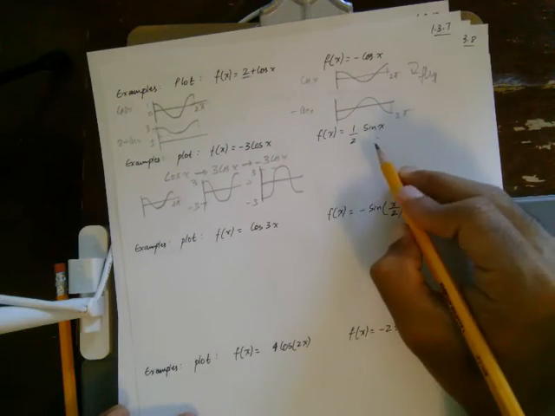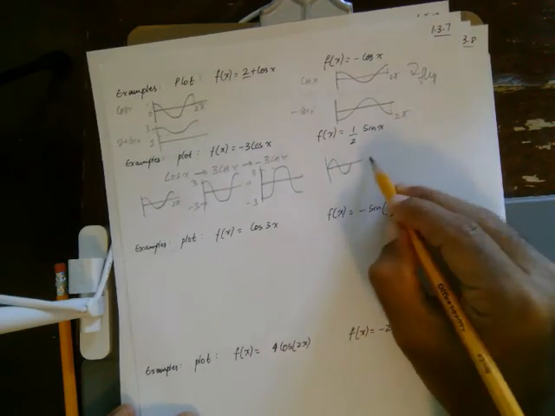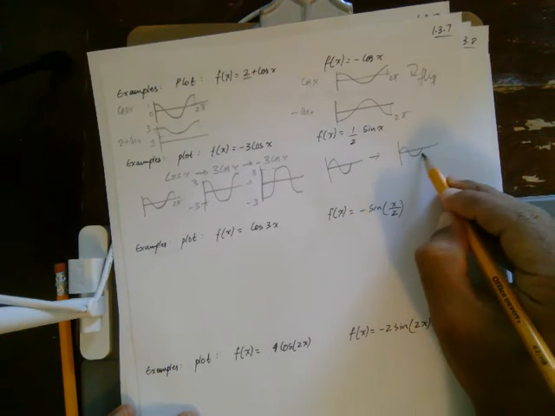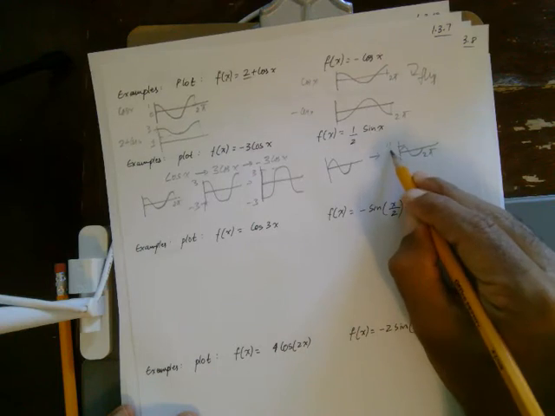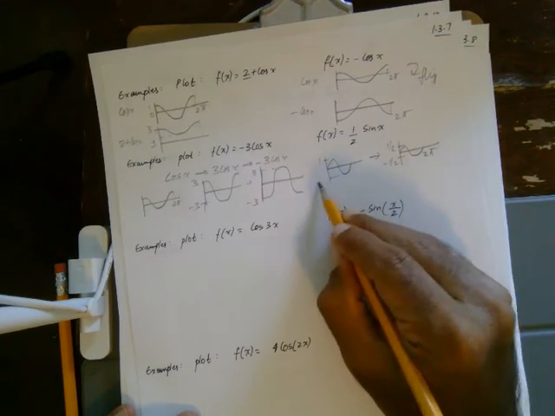1/2 sine x, so I start with sine and I just make it smaller. The amplitude is the same. This is 1/2, this is negative 1/2. This was 1, this is negative 1.